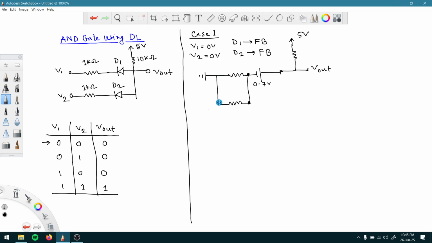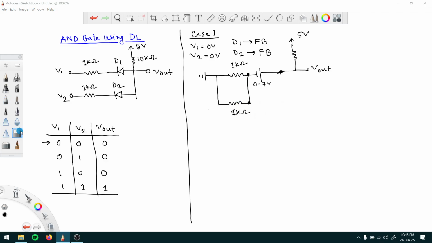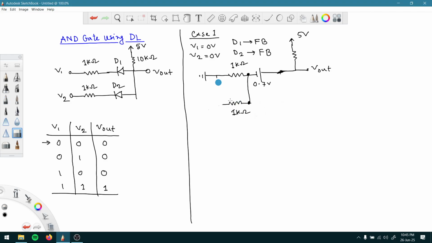This is connected here. Oh, these values should be 1 kilo ohm, and this one also 1 kilo ohm, right? And this is connected here properly. So again we can simplify these two resistance using just one. So the resultant value should be what? 500 ohm, just like before.